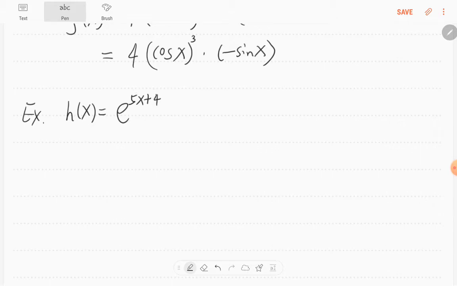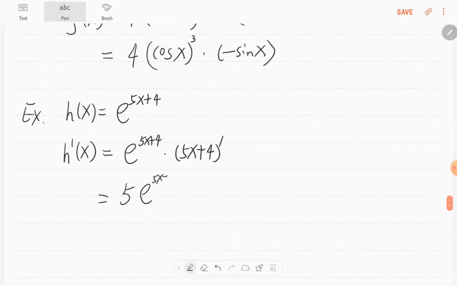So this e function, the exponential function with base e, is the outside function. The derivative of h is the derivative of the e function, which is itself, right? E to the 5x plus 4, then multiply by the derivative of the inside function, which is 5x plus 4. So this would be 5 times e to the 5x plus 4.